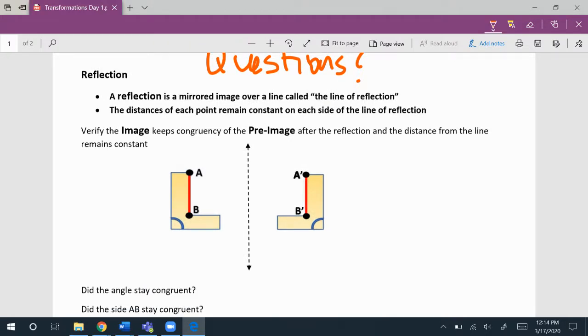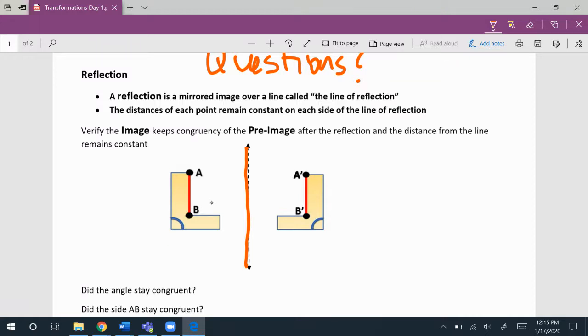The next transformation is called a reflection. So a reflection is a mirrored image over a line called the line of reflection. So pretend that this is your mirror. This line right here is your mirror, okay? That's my line of reflection, that's my mirror. I am going to take my shape and I want you to imagine that you've picked it up off the page and you are flipping it over to the other side, okay? That is a reflection. We're picking it up and flipping it.